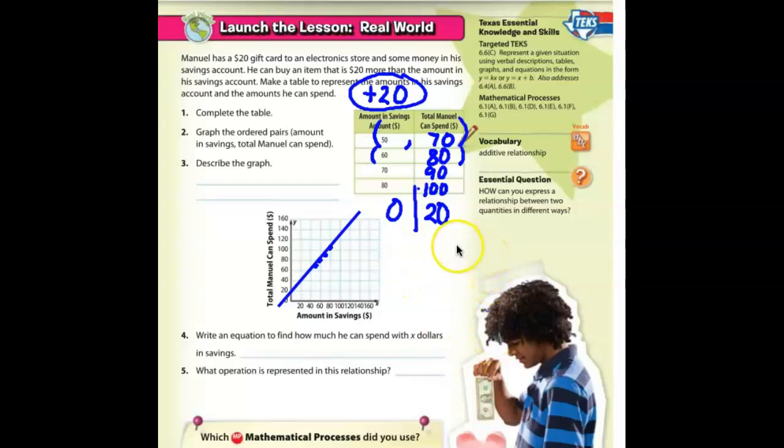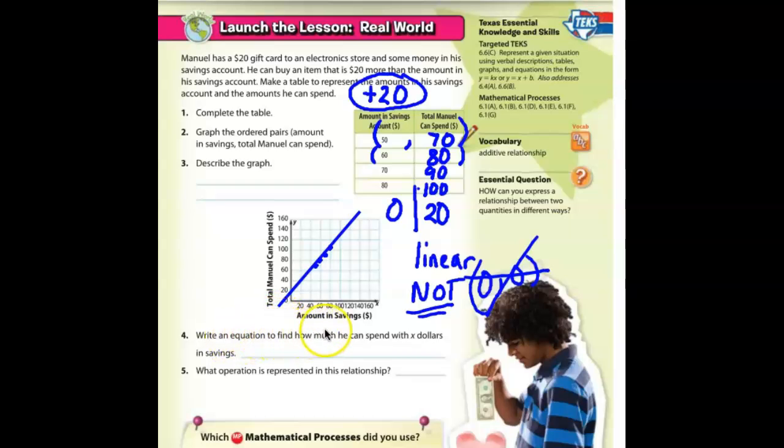This is different than some of the other graphs we've noticed, which always went through 0, 0, through the origin. This does not. So this additive relationship does not go through 0, 0. That's another important thing to make note of. So it is linear, but it does not go through 0, 0. It does not go through the origin. That's something else that's really important for us to know.